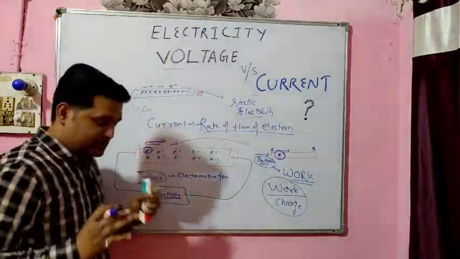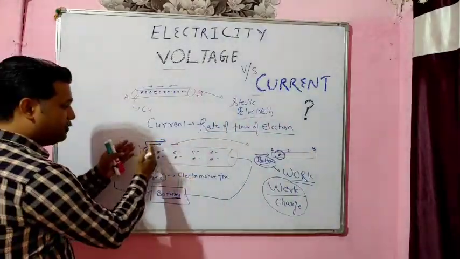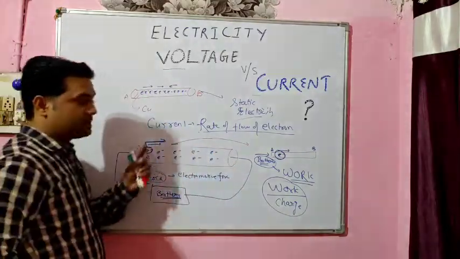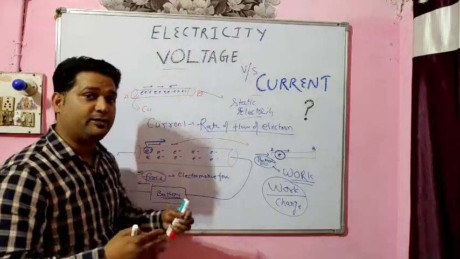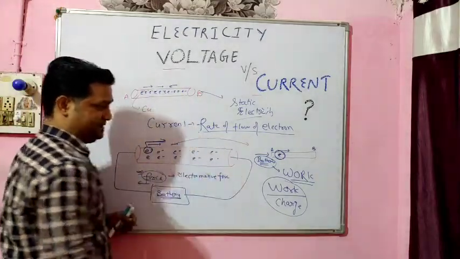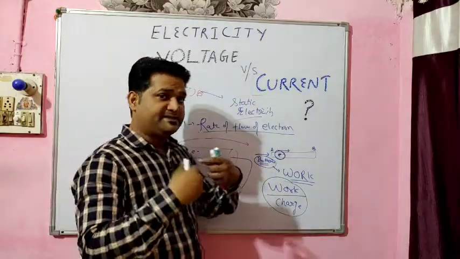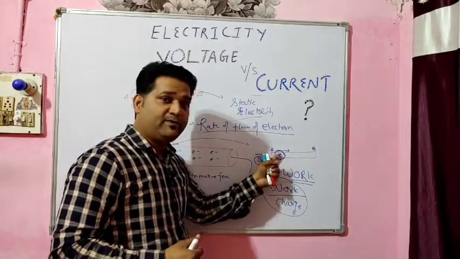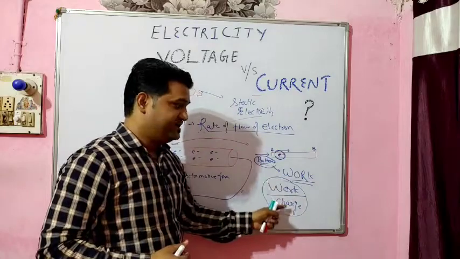To sum up this topic, the movement of electrons from this point to this point is the current. How are they moving? The battery provides some kind of force to the electron to move from this point to this point. The battery is doing work in moving a charge from this point to this point, that is, work divided by charge.